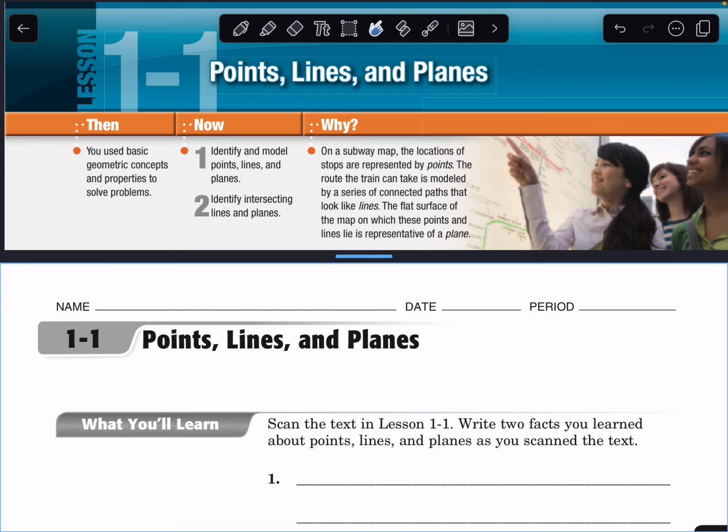Hello and welcome to Geometry. Today we will cover section 1.1, Points, Lines, and Planes, and complete the guided notes.